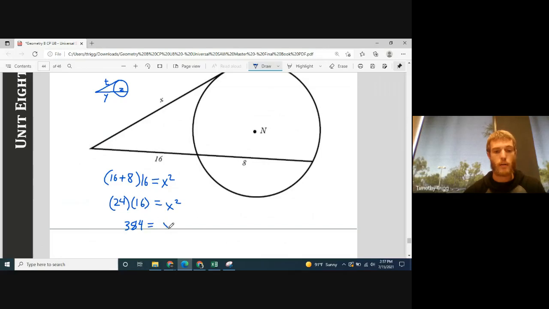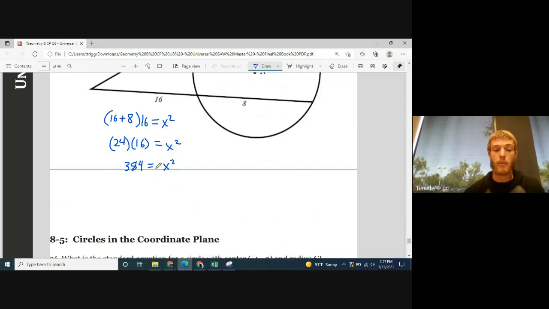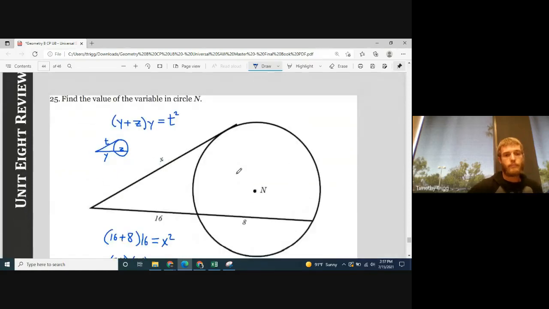Equals x squared. Now, how do we get rid of the squared? Well, hopefully you remember, to get rid of the squared, you square root both sides of this equation. So that gives me that x is 19.6, roughly. X is approximately 19.6. Okay.